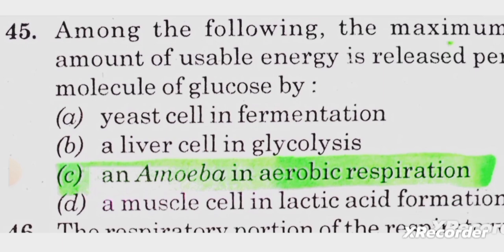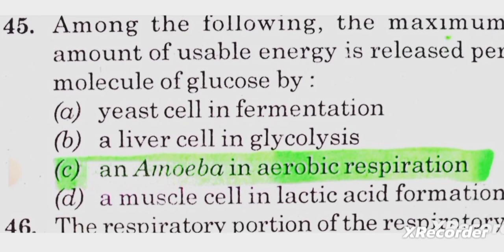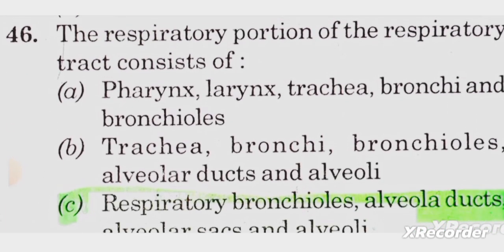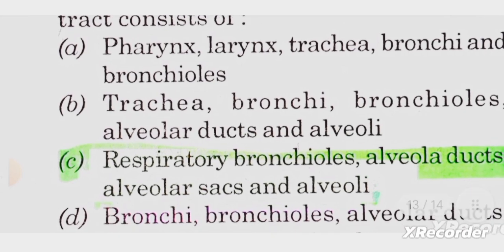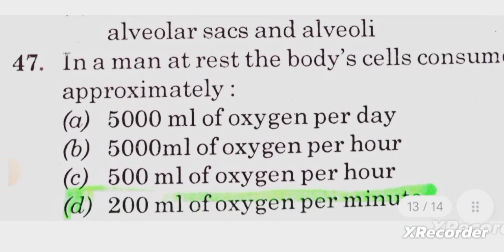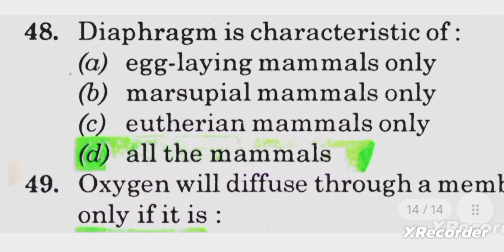Among the following, the maximum amount of usable energy is released per molecule of glucose by answer C, an amoeba in aerobic respiration. Next, 46. The respiratory portion of the respiratory tract consists of answer C, respiratory bronchioles, alveolar ducts, alveolar sacs, and alveoli. Next, 47. In a man at rest, the body cells consume approximately answer D, 200 ml of oxygen per minute. Next, 48. Diaphragm is characteristic of D, all the mammals.